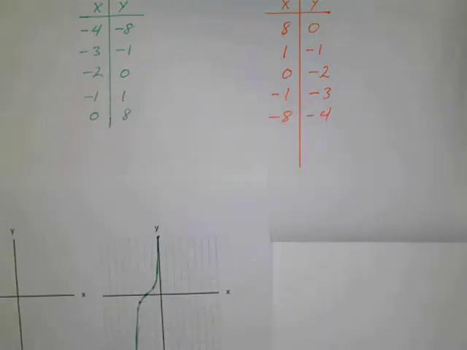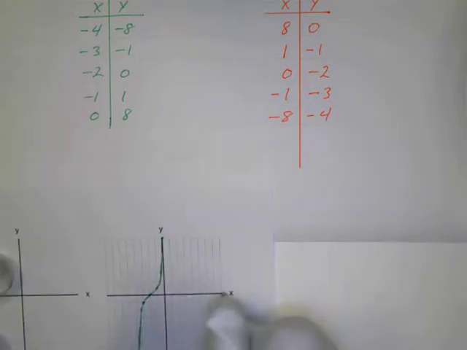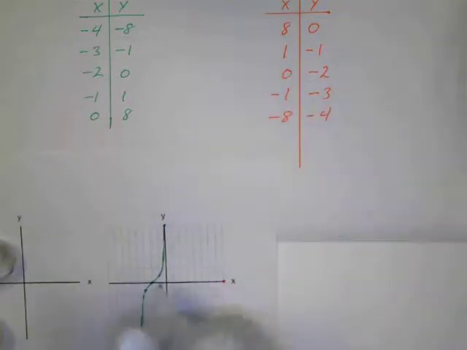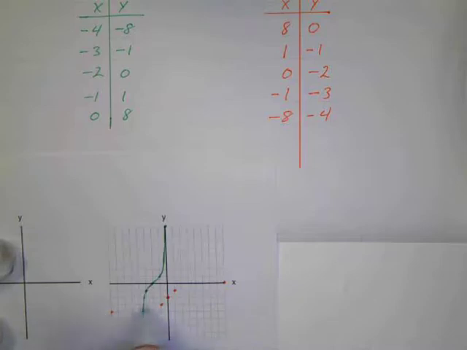And first of all, I have 8, 0, so x is 8, y is 0, so I go 8 to the right, 0 up. Then I go 1, negative 1, so I go out 1, down 1. Then 0, negative 2. Then negative 1, negative 3. And then negative 8, negative 4. And then we connect that.